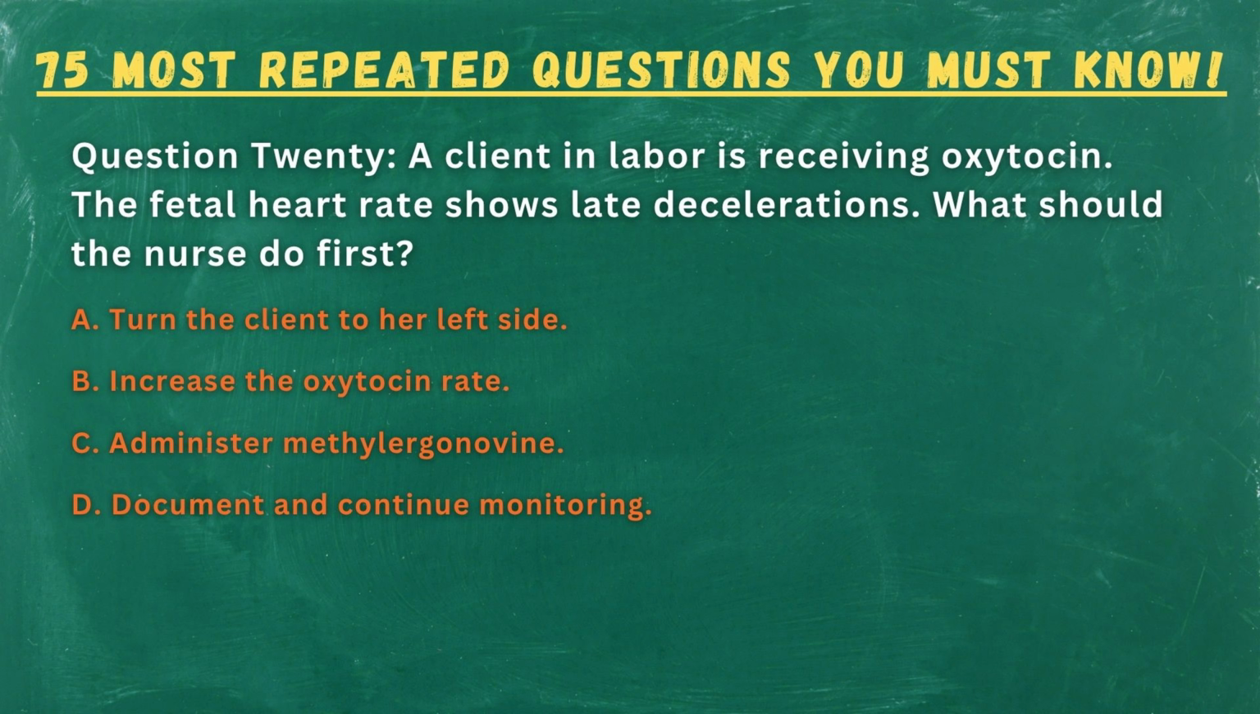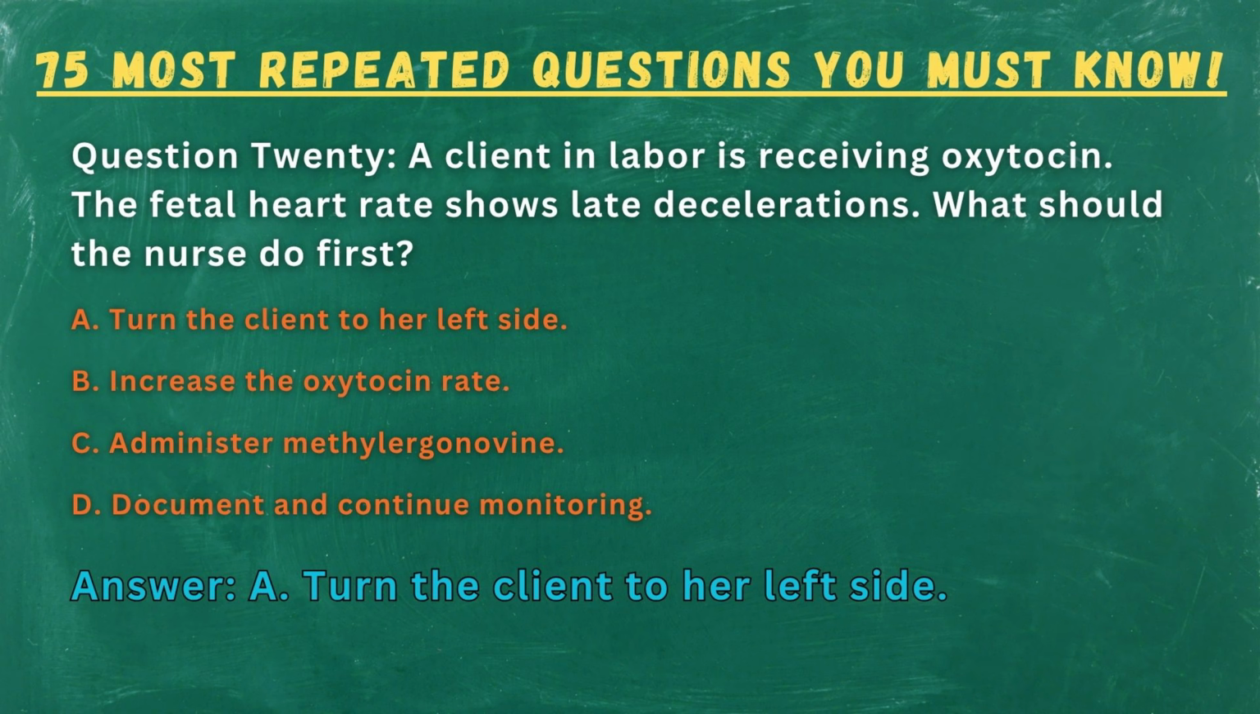Question 20. A client in labor is receiving oxytocin. The fetal heart rate shows late decelerations. What should the nurse do first? A. Turn the client to her left side. B. Increase the oxytocin rate. C. Administer methylergonovine. D. Document and continue monitoring.